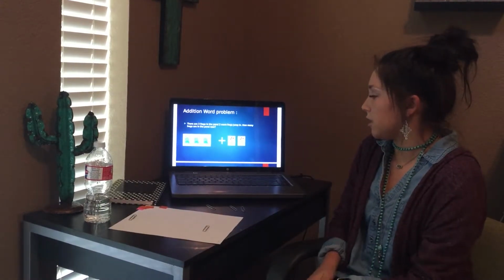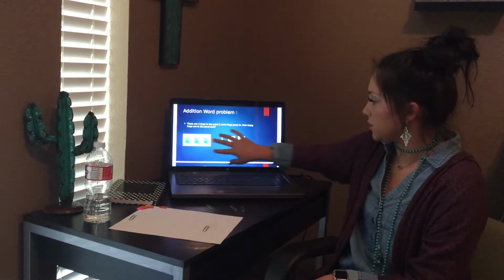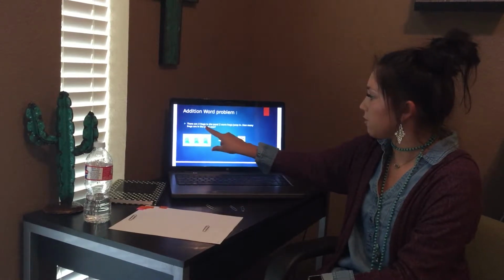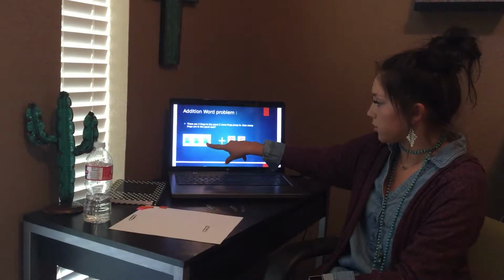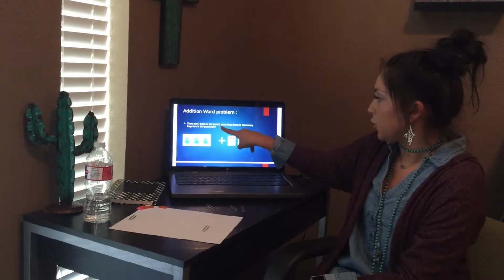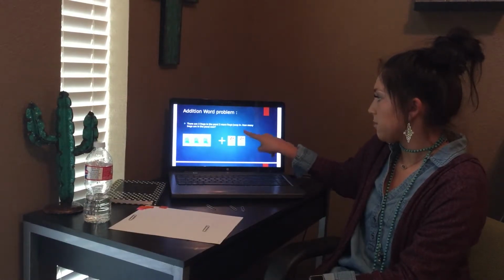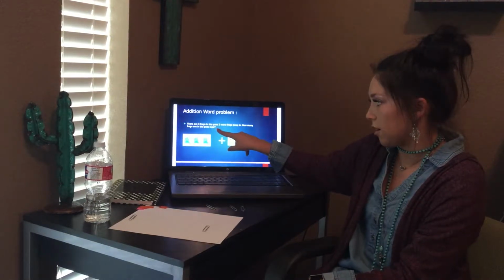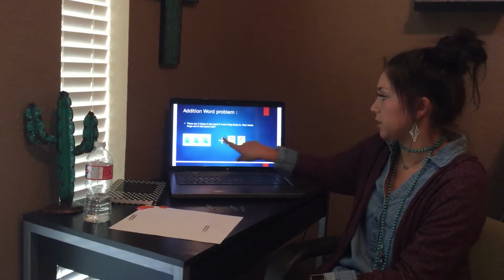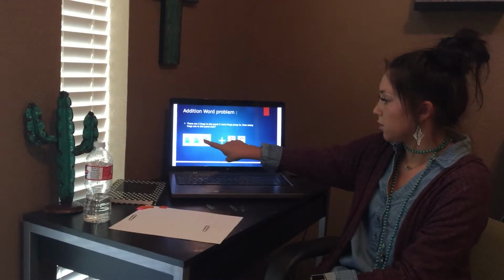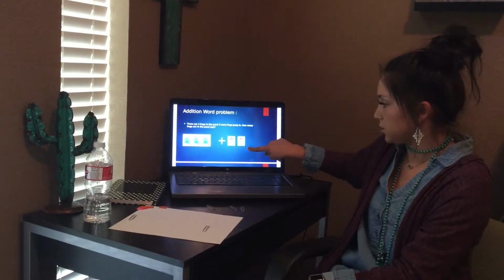Next, we're just going to do a little example of an addition word problem. So here we have a picture, and there are 3 frogs in the pond. So here's 1, 2, 3. 2 more frogs jump in. So here's 1, 2. How many frogs are in the pond now? So we're adding all of these together because 2 more frogs jumped in. So 1, 2, 3, 4, 5. And that would be 3 plus 2 equals 5.